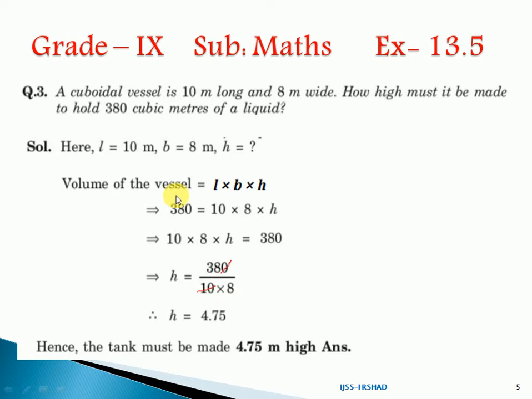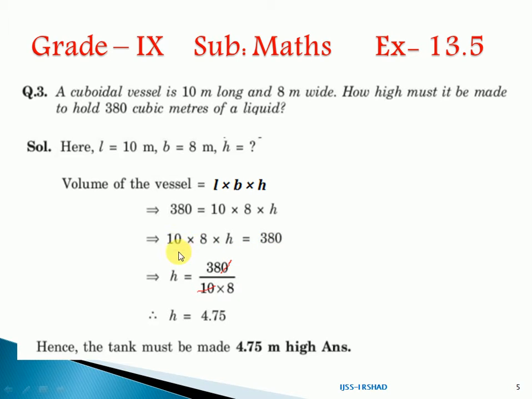So in place of volume I have written 380, and then just put the value of length 10, breadth 8, and h, just put it h like that. Then I have changed the side. This all right hand side thing has gone to left hand side, and left hand side thing has gone to right hand side. So just changing their sides. So I want to find this h. So h I will keep in the left hand side, remaining all will go to right hand. So at right hand there is 380.